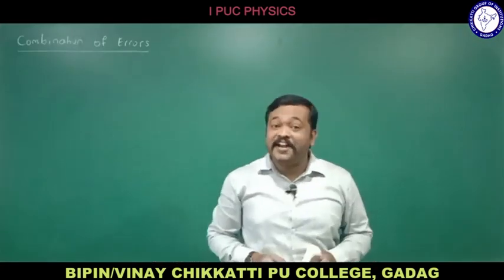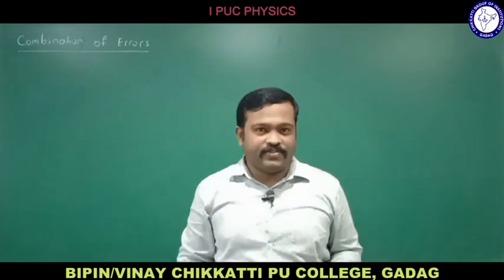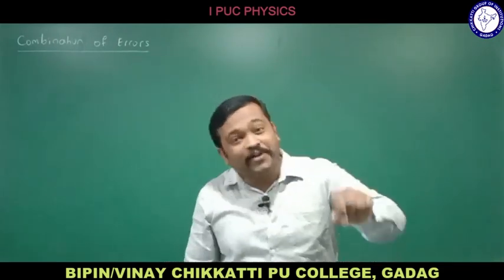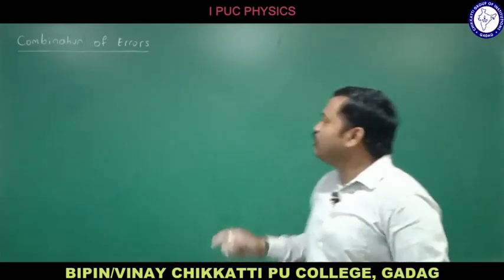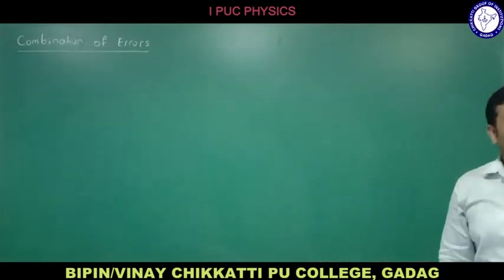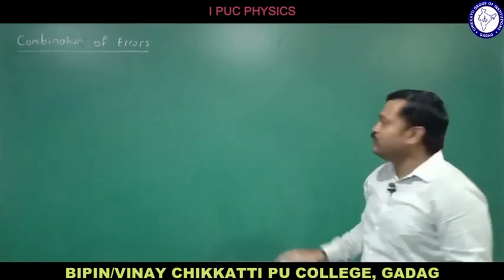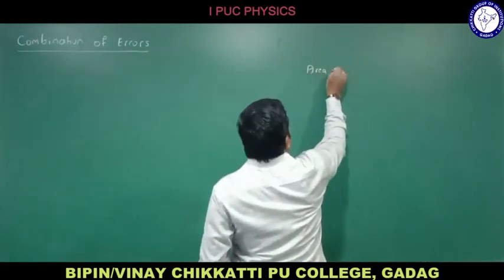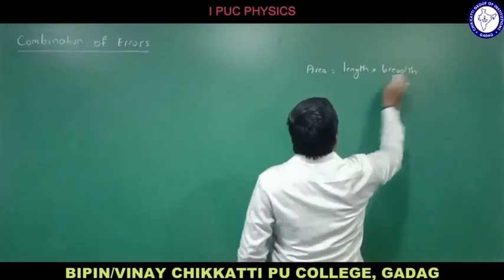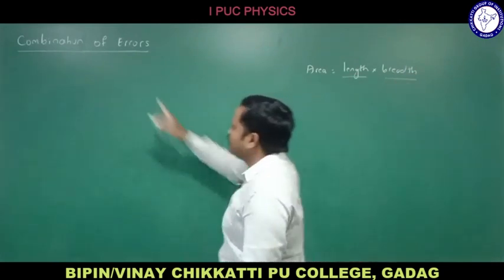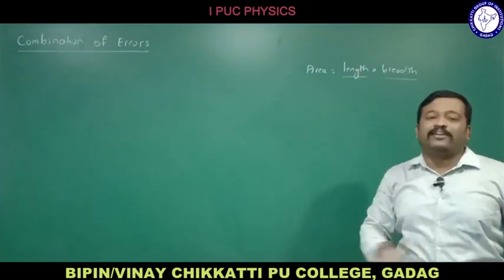Now let us move on to the next concept, that is combination of errors. How to combine the errors? Before that, let us understand why to combine the errors. Let me take one example. If I want to calculate the area of this blackboard, how do I calculate it? First I measure its length, then I measure its breadth and I multiply them. We know the formula for area is length into breadth, right? So I calculate the length, then the breadth, then multiply them to get the area of the blackboard.